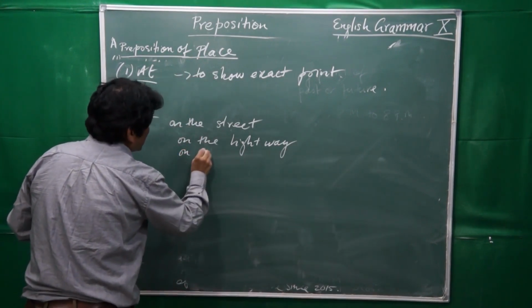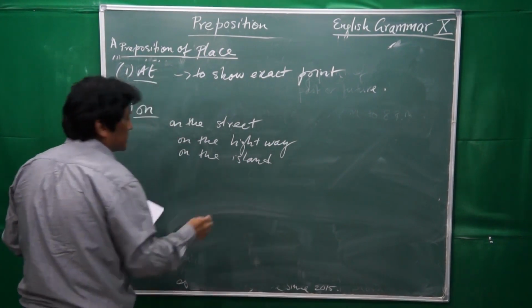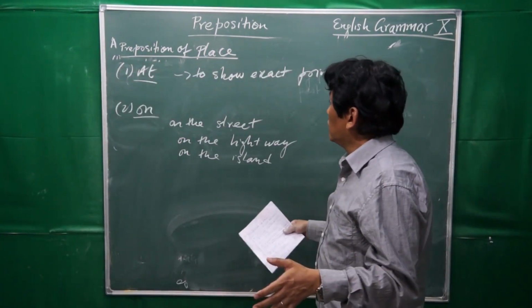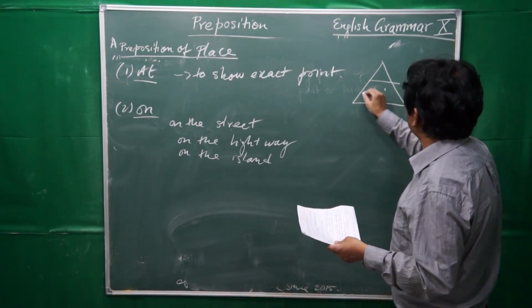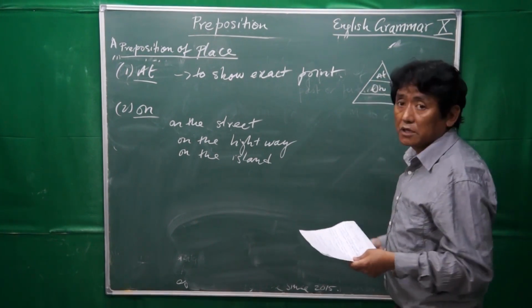We can see on the island, or we can say on the mountain. It's an area, a specific area. Over here also you can use pyramid, like this triangle. At is the smallest area, on could be a little bit bigger.